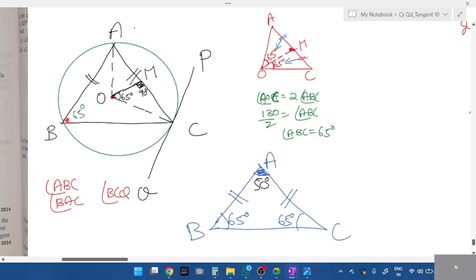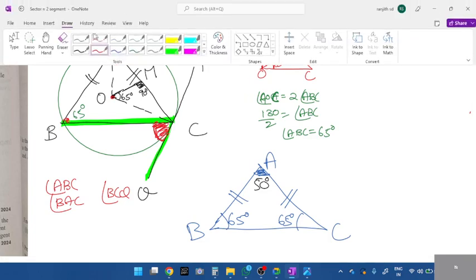Fine. Now next, what do we need to find? What's the other one's last part? Tell me the last one. BCQ. BCQ is outside. Can we apply the alternate segment concept? This BCQ will be equal to which angle? Yes, inside opposite. Isn't A opposite to that?